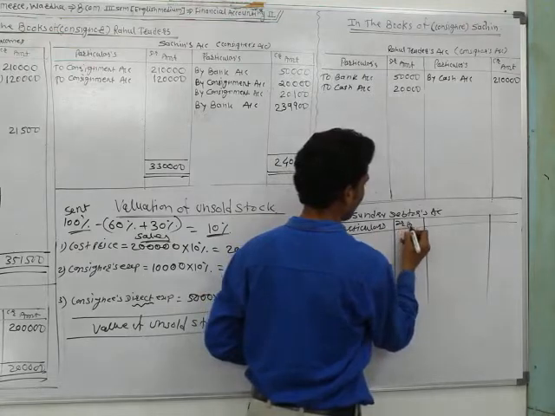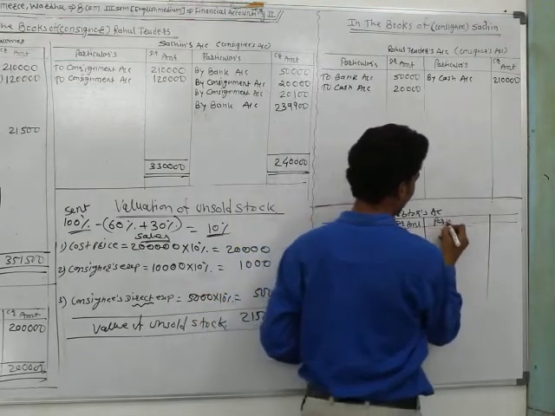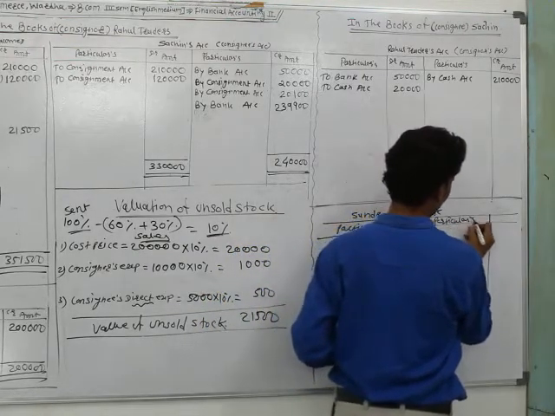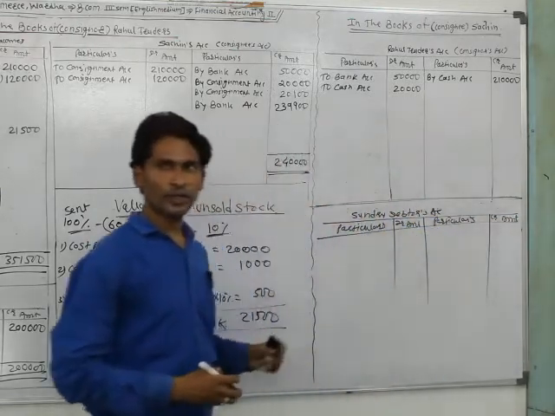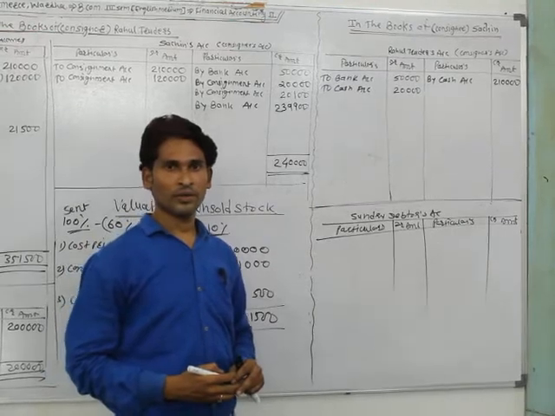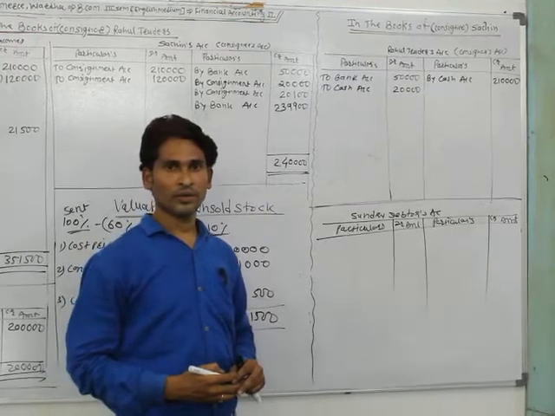So whether you show it or not, the account is prepared in the books of the consignee. Sundry debtors account is also prepared, debit amount. Okay, it is not compulsory to show it.